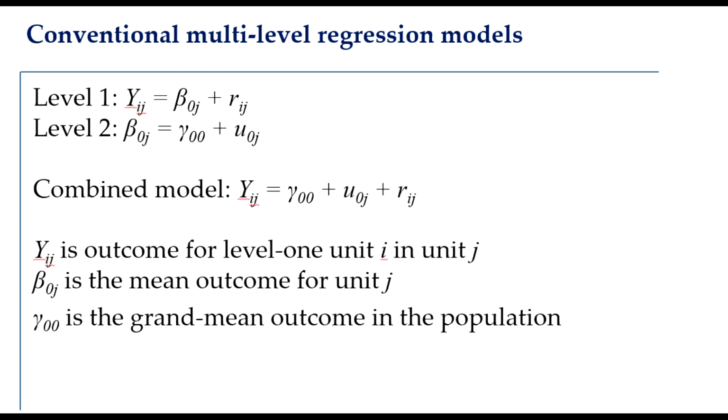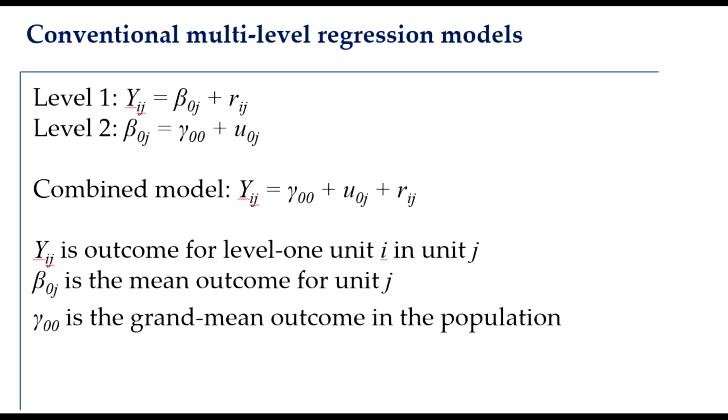There are some differences in how variance-known models are estimated, but I want to describe the logic in terms of multi-level modeling. It might be useful to briefly review what a two-level unconditional multi-level model looks like. Here, our outcome for individual i in unit j is predicted to be the mean of unit j plus the random error for that individual.